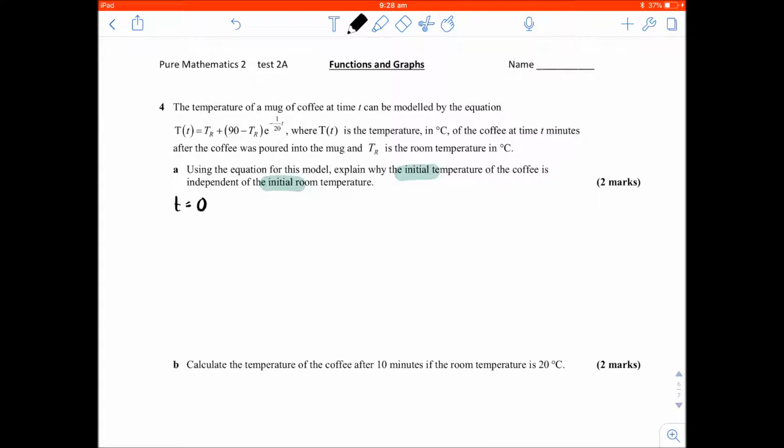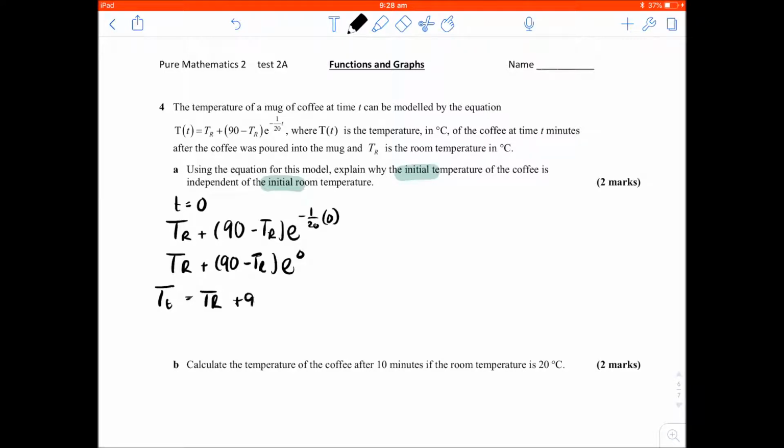So if we put t equal to 0 into this, we get TR add 90 minus TR e to the minus a 20th of 0. So minus a 20th times 0 is 0. And so we've got TR add 90 minus TR e to the 0. And we should know that anything to the power of 0 is 1. So we're left with T of t is equal to TR add 90 minus TR. So T of t is equal to 90.